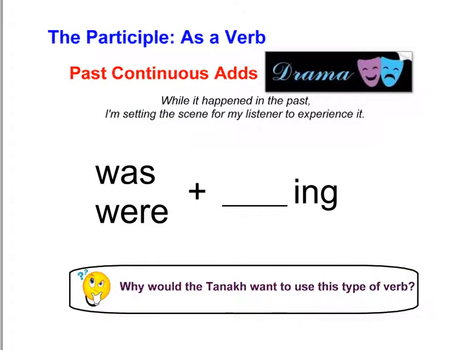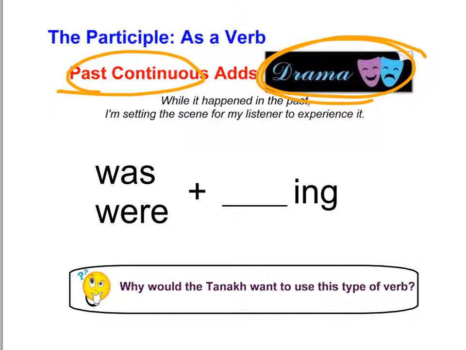Okay, so look what she says. I was shopping. Why doesn't she say, I shopped? She says, I was walking. Why doesn't she say, I walked? The reason is that when people tell a story, they want to add drama. So they use this past continuous. They use either was or were plus the ing form of the word.